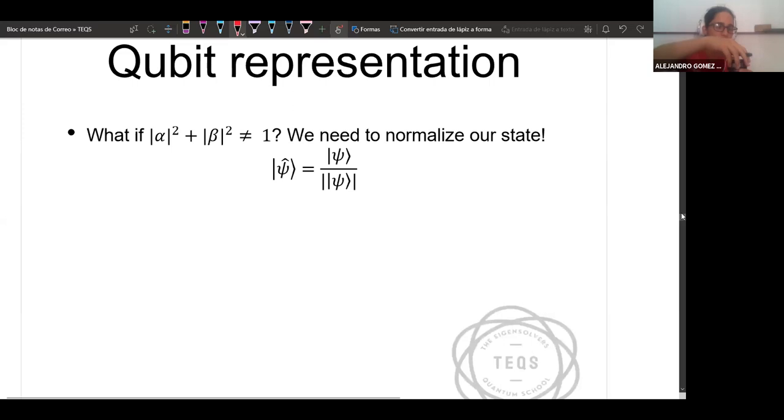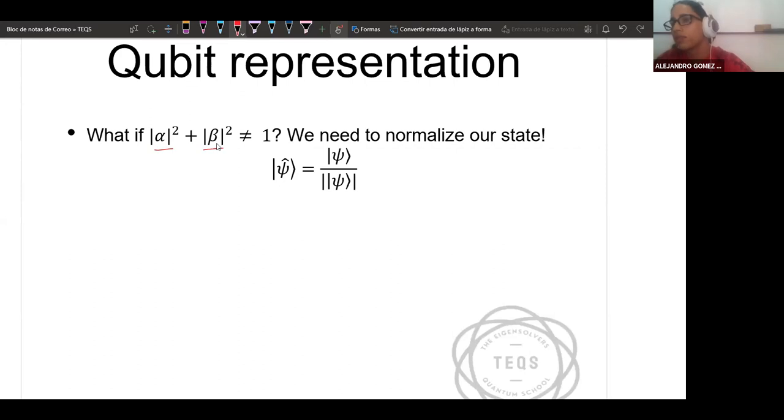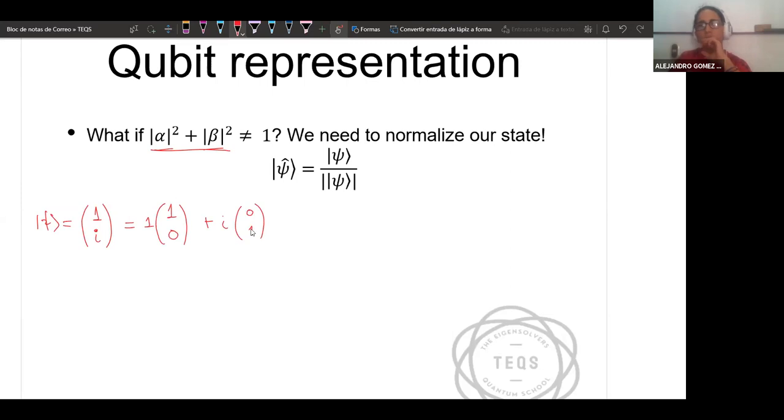So what happens if I have a quantum state which does not satisfy that normality, which is not normalized, which means that this sum is not one? Then we need to normalize our state. We saw previously an example with the vector one, but let's take this vector. It can be decomposed as 1 times (1, 0) plus i times (0, 1). So alpha equals 1 and beta equals i.